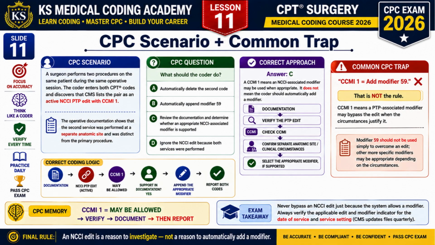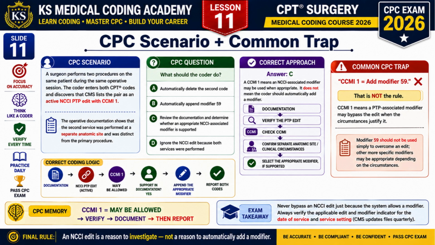Now let's apply what we've learned to a CPC-style scenario. Imagine a surgeon performs 2 procedures on the same patient during the same operative session. The coder enters both CPT codes and discovers that CMS lists the code pair as an active NCCI PTP edit with CCMI 1. The documentation shows that the second procedure was performed at a separate anatomic site and is distinct from the primary procedure. So what should the coder do?